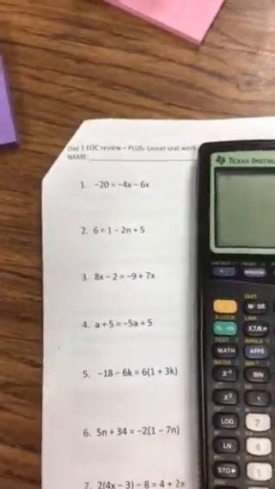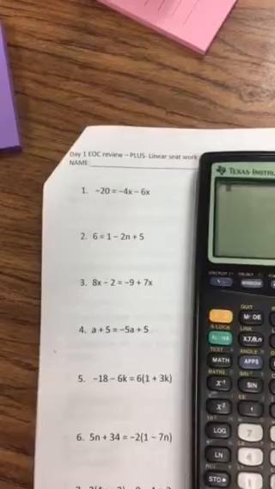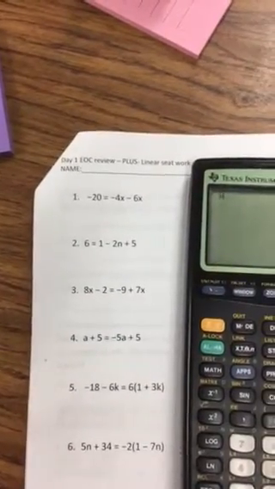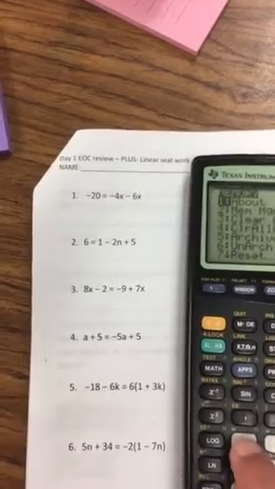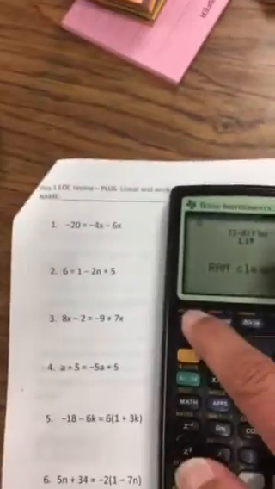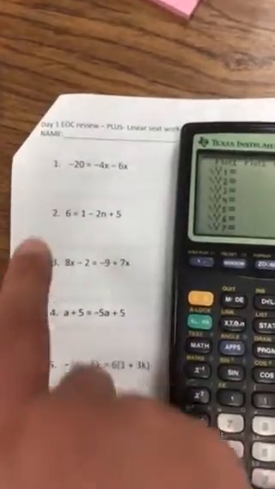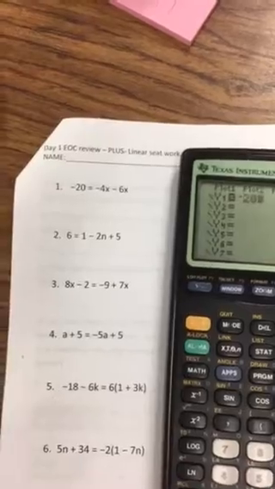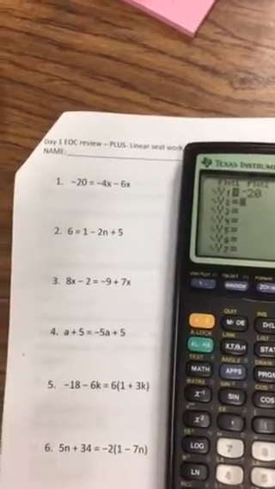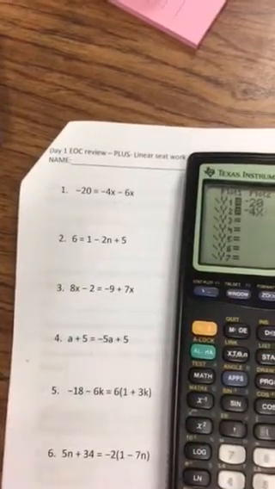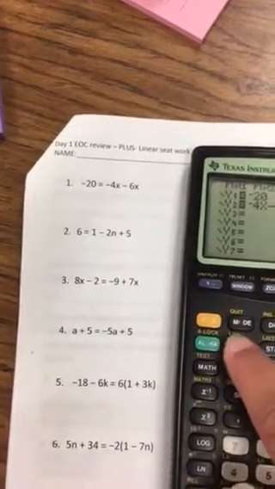Always start by clearing your calculator. Second plus 712. We'll clear your calculator. Go to y equals. Our step said put the left-hand side into y1, negative 20. Put the right-hand side into y2, negative 4x minus 6x.